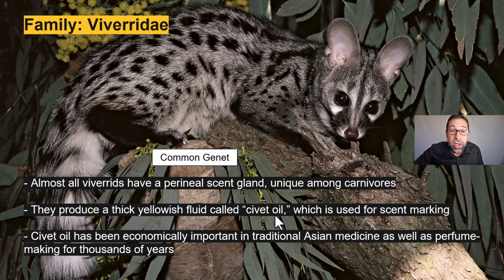Civet oil has been economically important in traditional Asian medicine, as well as humans making perfumes for thousands of years. So there are numerous farms in Ethiopia where African civets are held, reportedly under very poor conditions, to extract this civet oil to produce perfumes.